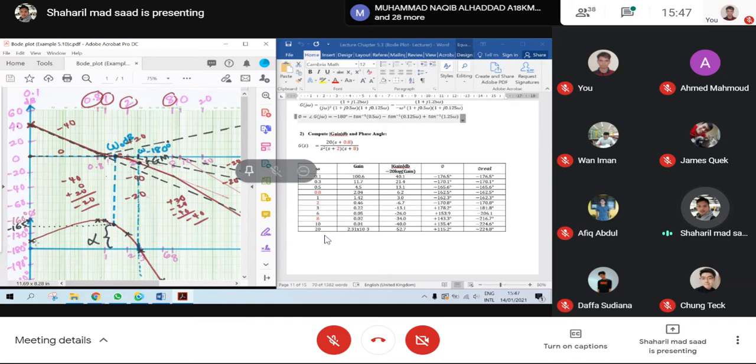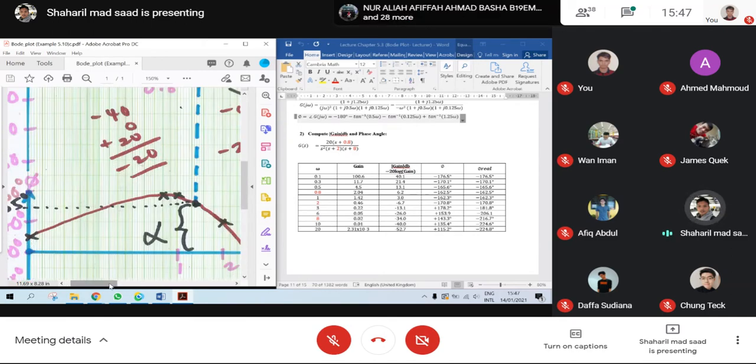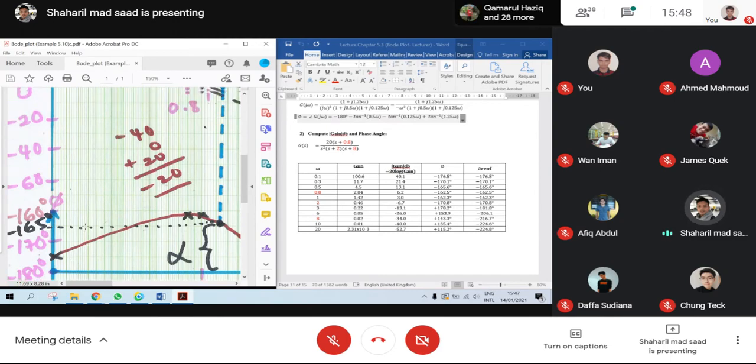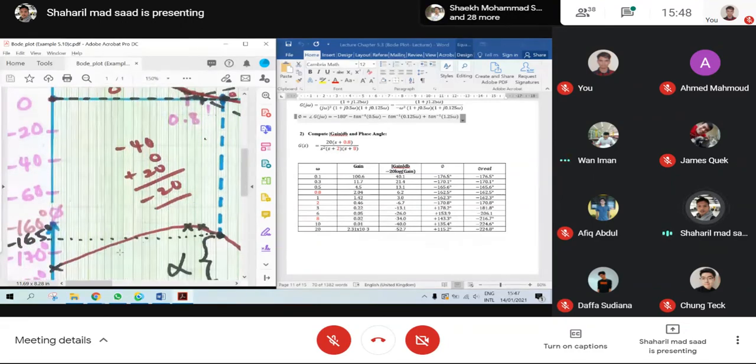And then same thing happens to the phase angle. First one is minus 176. Yeah, 176 here. Then we go to 170 for 0.3. 0.3 here. Okay, we go to 170. Maybe this one is not accurate yet. Right? So 170, we go there. Yeah. Boom.